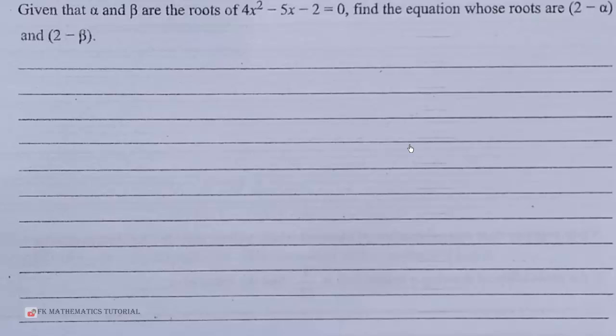Question number 3. Given that alpha and beta are the roots of 4x squared minus 4x minus 2 equals 0, find the equation whose roots are 2 minus alpha and 2 minus beta. So, we know from the given equation, the value of a is 4, b is negative 4, and c is negative 2.